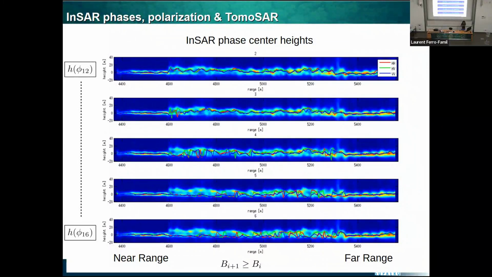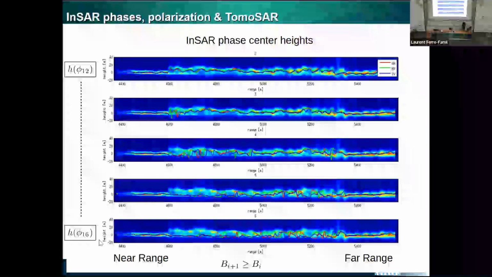So there's no more wrapping. We just want to check what's going on with these phases, and you see when the baseline is, of course, the baseline between 1 and 2 is smaller than 1 and 3, and etc. Okay. Here, in this direction, the baselines increase.